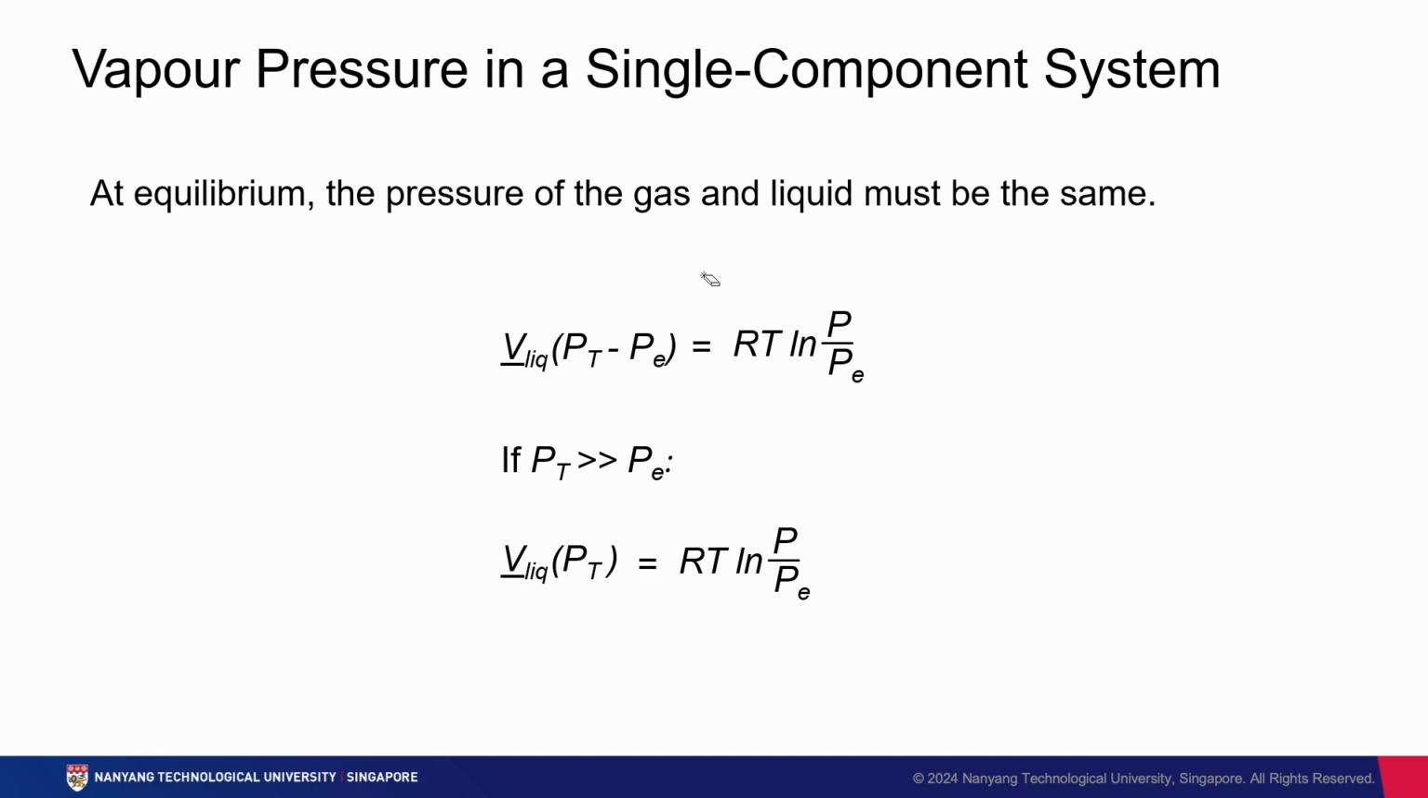As a result of establishing a new equilibrium, we can ignore PE. And so what we want to do now is to equate the total change in Gibbs free energy for the liquid to the total change in Gibbs free energy for the vapor. Since PT is very close to PE, we don't really need to integrate, and so eventually we will end up with this final expression, which equates the change in Gibbs free energy of the liquid to the Gibbs free energy of the vapor.